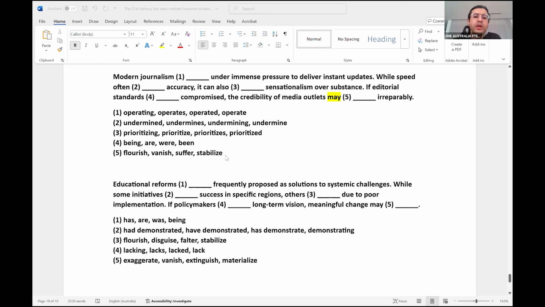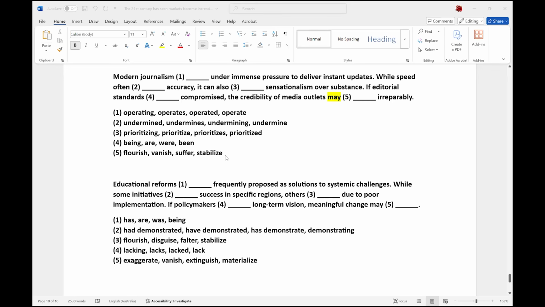Others dash due to poor implementation. Now you need something negative: falter. But how do you pronounce that word? Is it flatter or falter? Falter. You don't have to say the R, it is half R, half silent. Like Falta, just imagine there is no R. Like the name Walter. You don't say water with the R, you just say water. Can I have a glass of water, please? Like that. Falter.